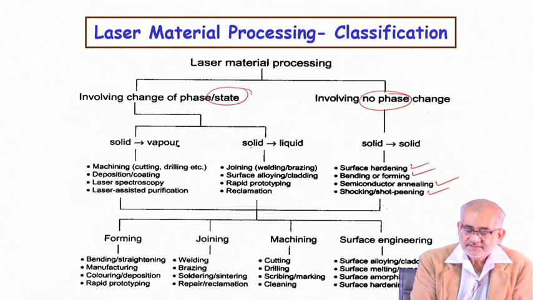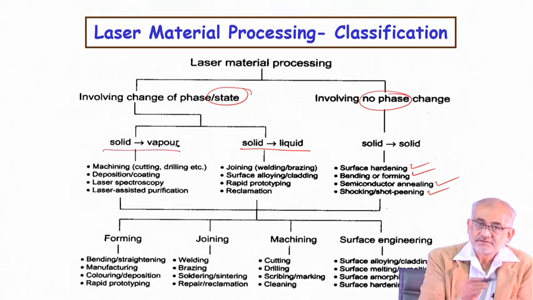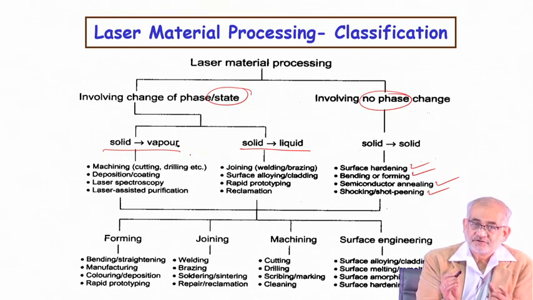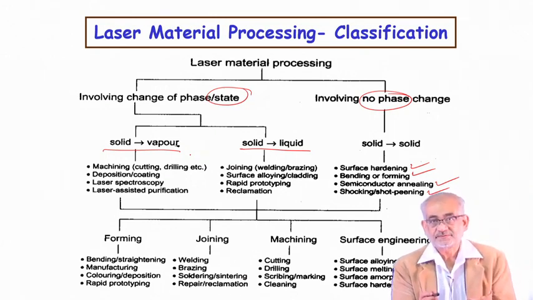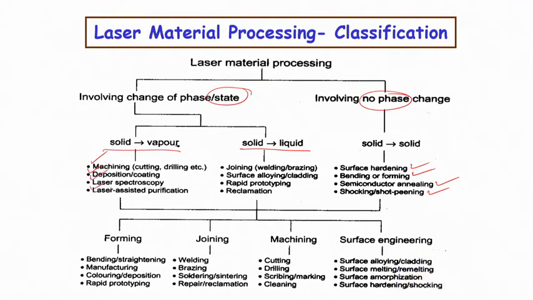Otherwise, we may see a change of state and reverting back into the original state. So solid to liquid, then coming back to solid. So solid, melting, solidification, vaporization, condensation. If it's vaporization, that means we are heating the maximum for a certain period of time. We are applying the highest amount of power density. So we can not only melt but even vaporize. In the process we can do machining, we can do deposition or coating, we can do various spectroscopies, or even material purification by way of condensation.